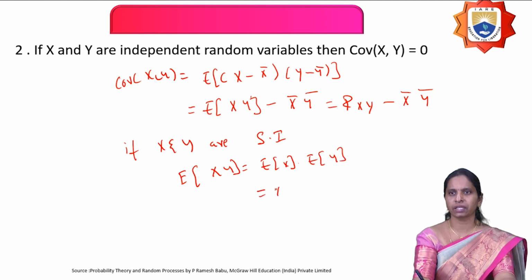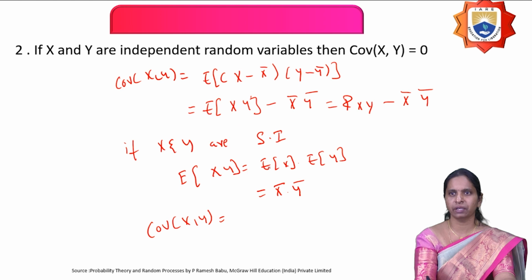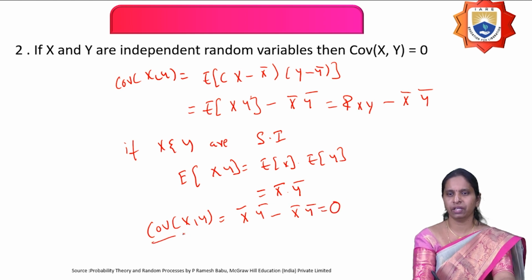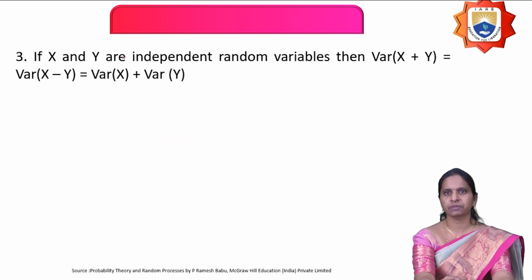What is E of x? Nothing but x bar. And what is E of y? y bar. Therefore, what is the covariance of x comma y if they are independent? x bar into y bar minus x bar into y bar, which equals 0. Therefore, for independent random variables, the covariance is equal to 0. And what is the next property?